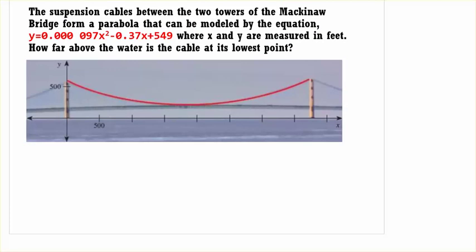Okay, the last problem. The suspension cable between the two towers of the Mackinac Bridge forms a parabola that can be modeled by the following equation, where x and y are measured in feet. How far above the water is the cable at its lowest point?